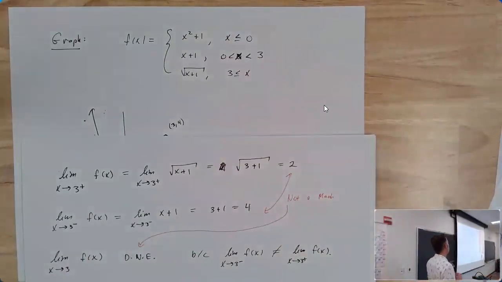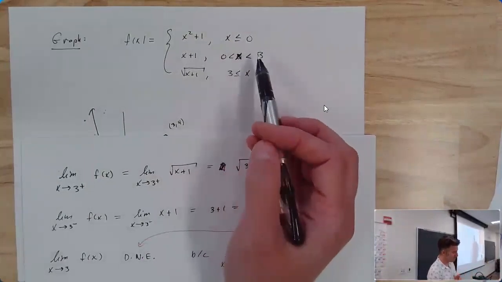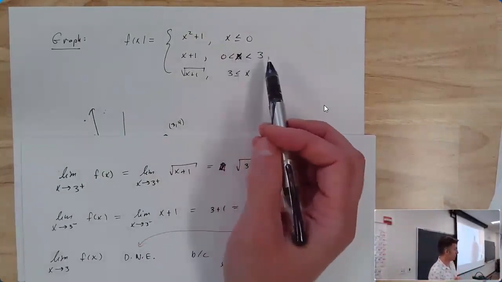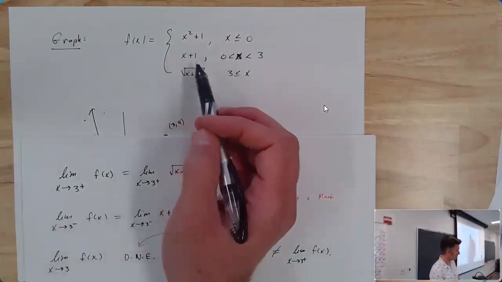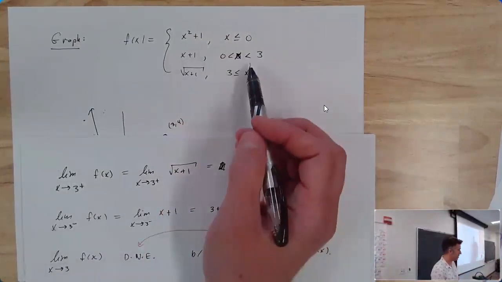But then I would say, really what we mean when we're saying x is approaching 3 from the left is we are less than 3, but we are getting very, very close to 3 from the left-hand side. So if that's the case, we have to be in this middle piece where x is between 0 and 3. So that's why when we do the limit as x approaches 3 from the left, we end up using that middle piece there. Because x is just less than 3.